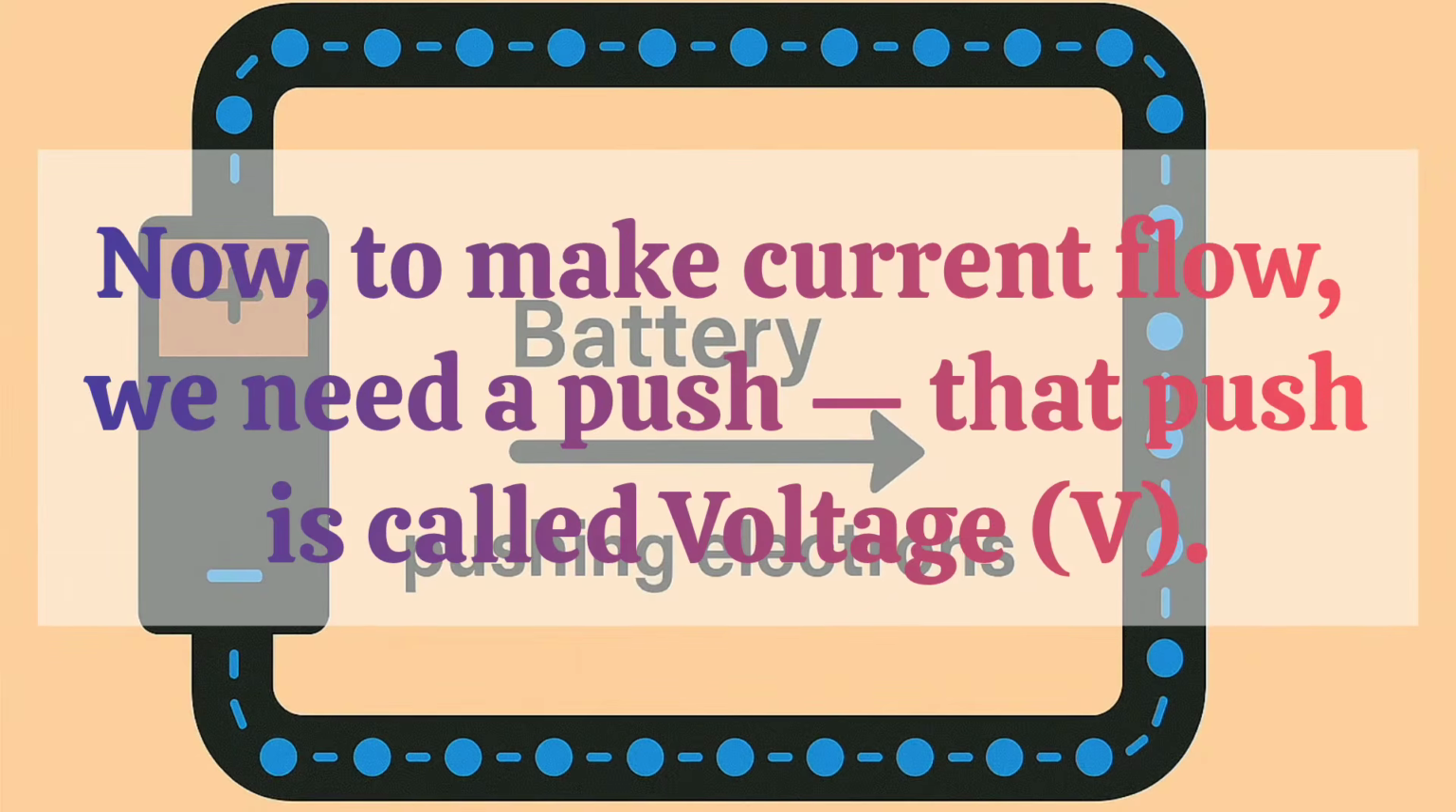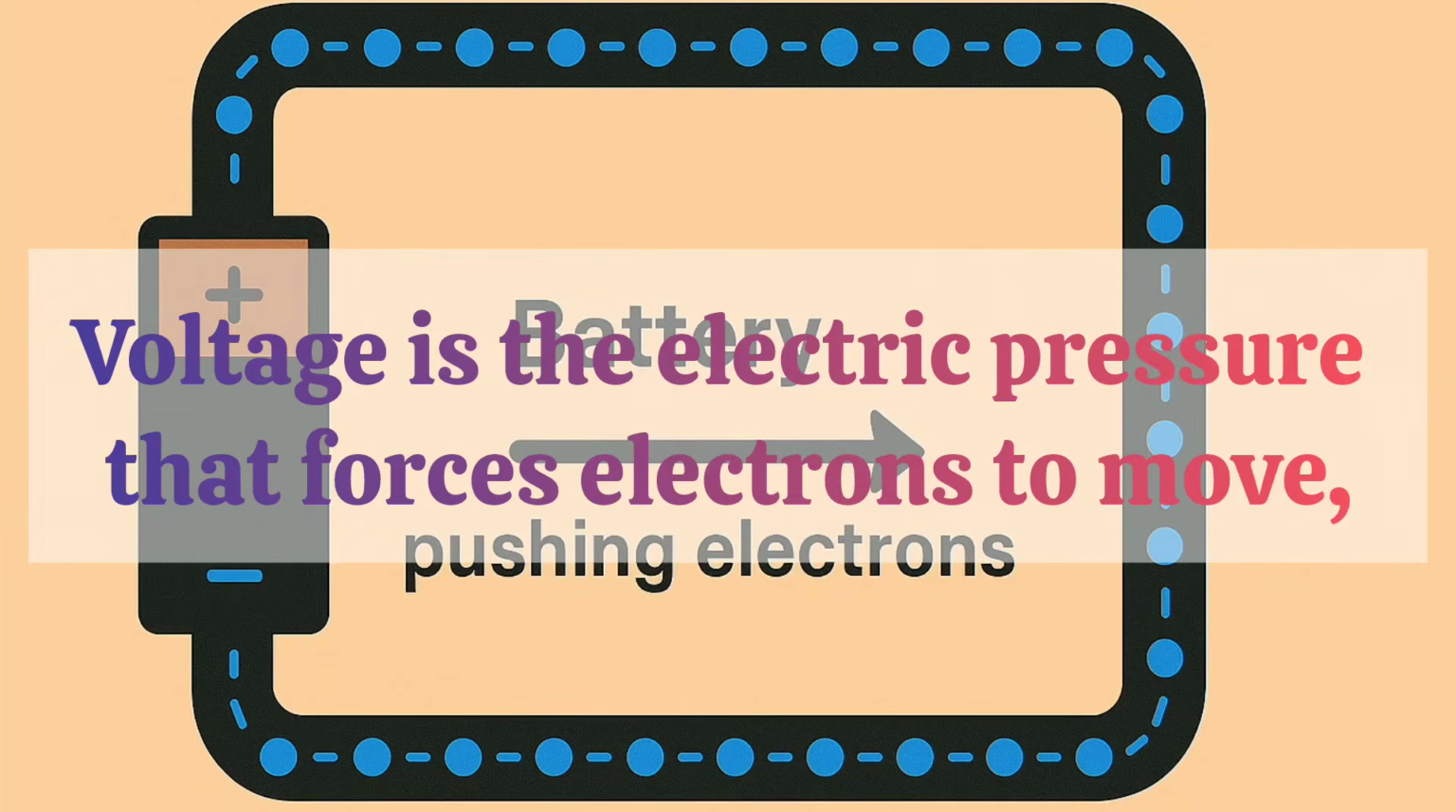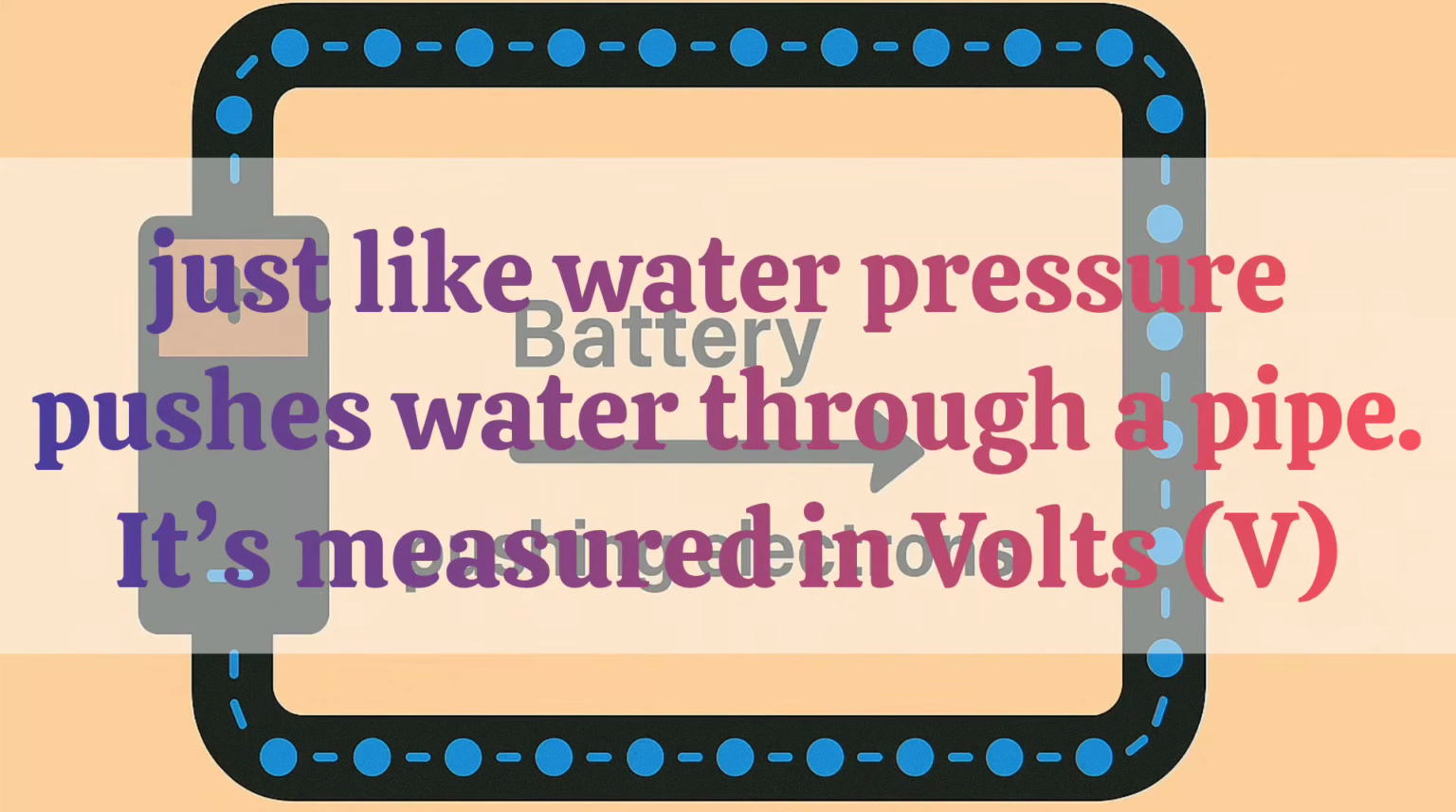Now, to make current flow, we need a push. That push is called voltage (V). Voltage is the electric pressure that forces electrons to move, just like water pressure pushes water through a pipe. It's measured in volts (V).